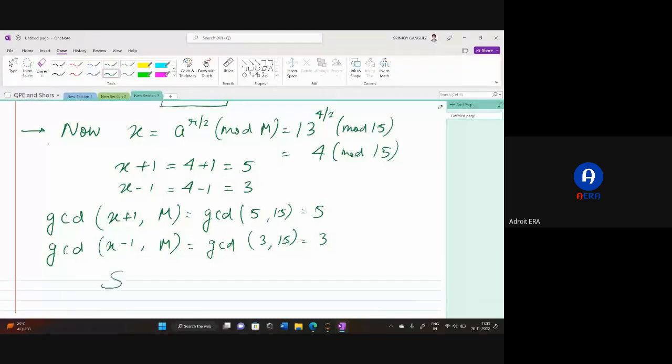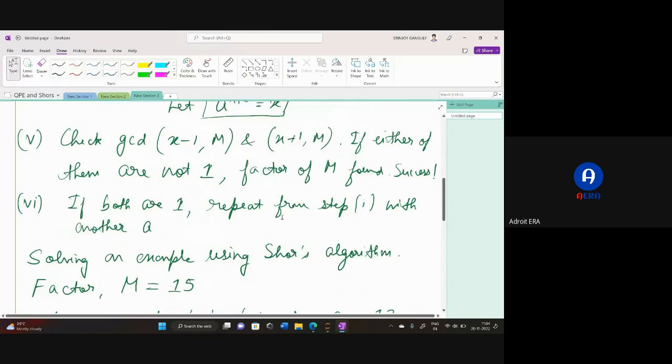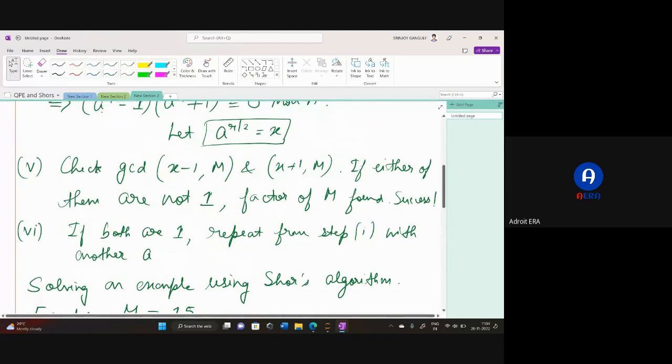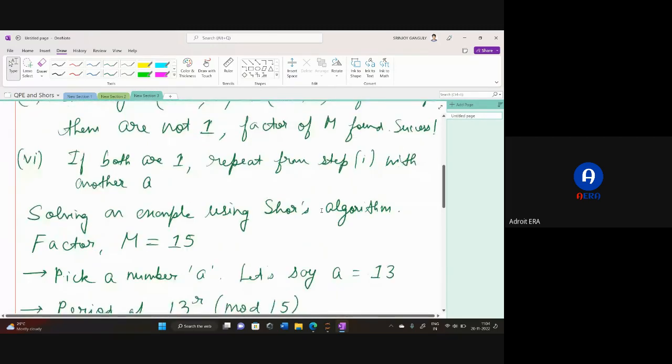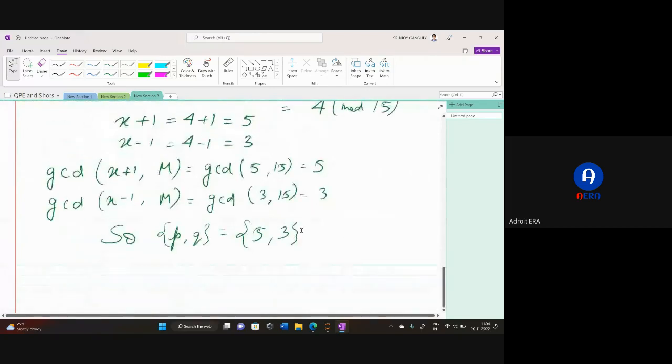So p comma q, the prime factors, are indeed 5 comma 3, because either of them is not equal to 1, right? Here it is written. Fifth step, check GCD. If either of them is not 1, then a factor of m has been found. That is the success. Therefore, the algorithm terminates here.